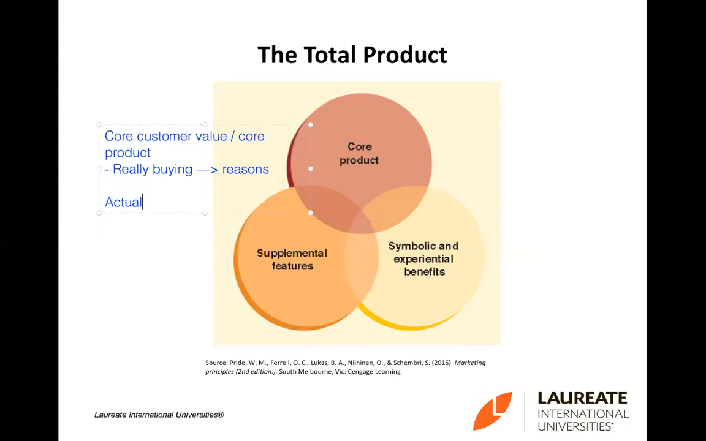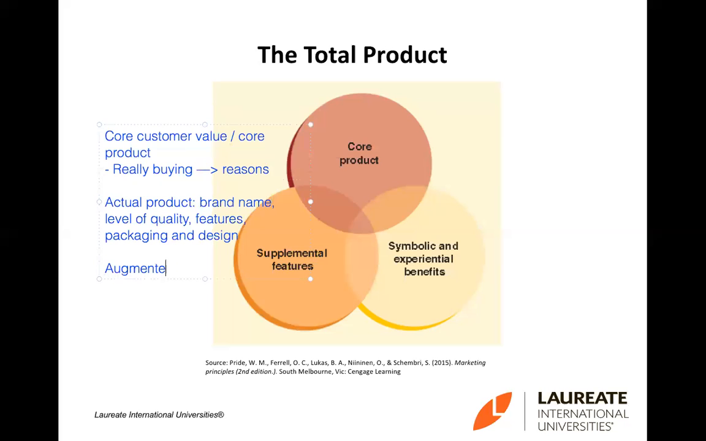The next level is the actual product, which is basically represented by the brand name, the level of quality, what level of quality we want to provide, the features of the product, the packaging, and the design. All right, the design of the product. So the actual product involves these 5 areas. This helps us detail the product, detailing the core customer value. We also need to ensure that the actual product reflects the core customer value.